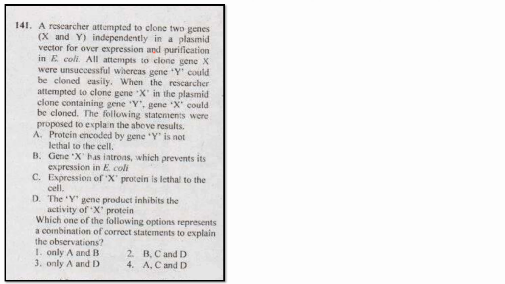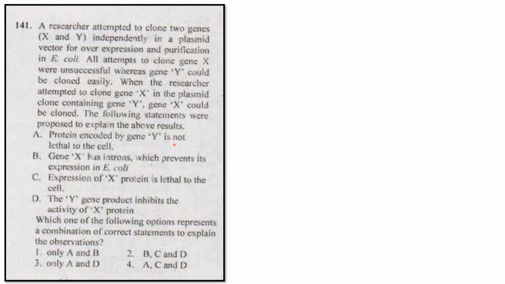After that he thought of one thing: cloning the X gene into the Y-containing plasmid vector. So he took the X gene and cloned it with the Y-containing plasmid vector, and successfully the X gene was also cloned. That is the question, and they have given four answers. Which one is the correct answer? Let's see. First, the protein encoded by gene Y is not lethal to the cell. So we know all the points, but they have given the term lethal. What are lethal genes?